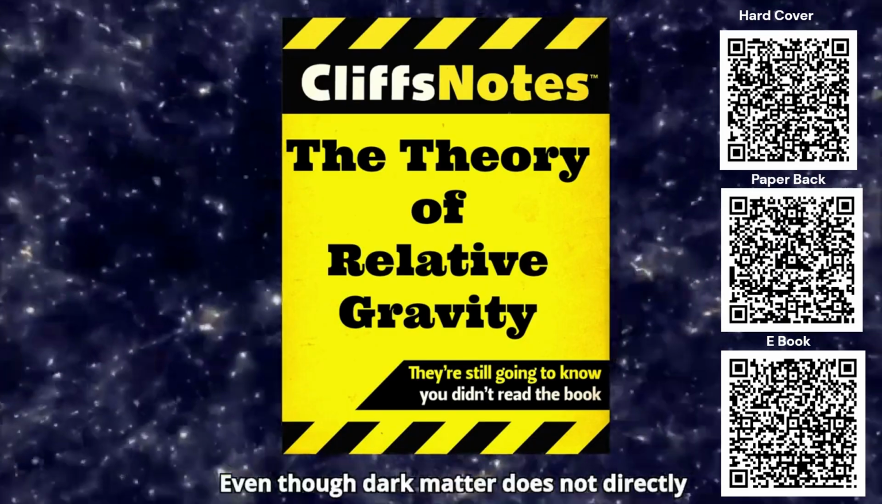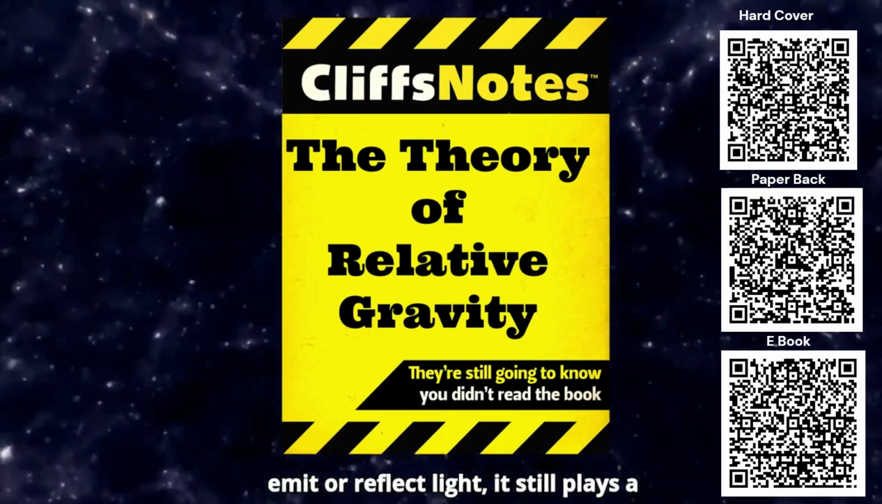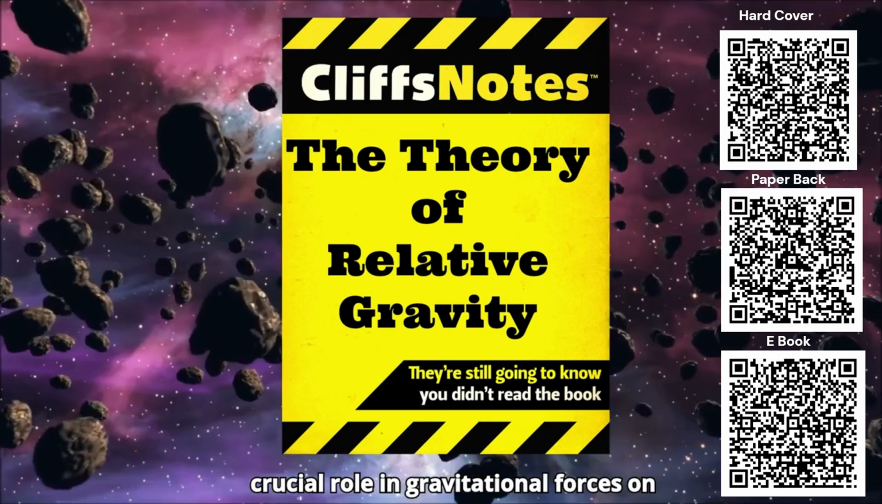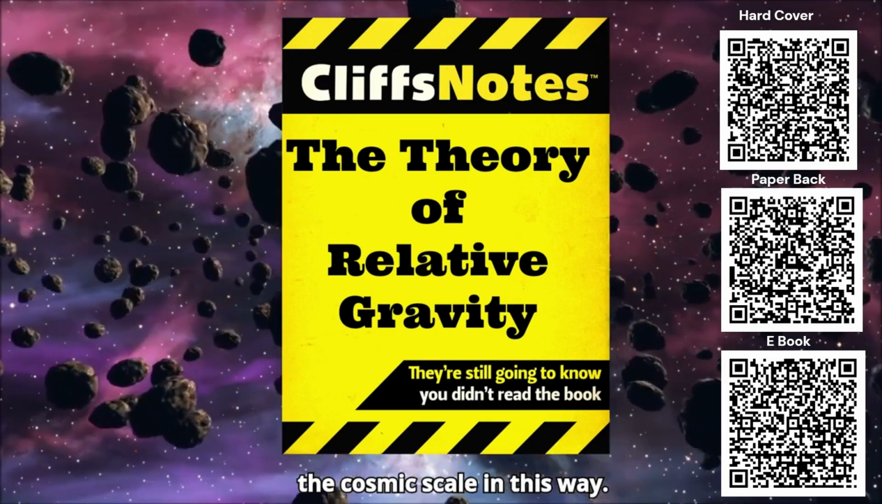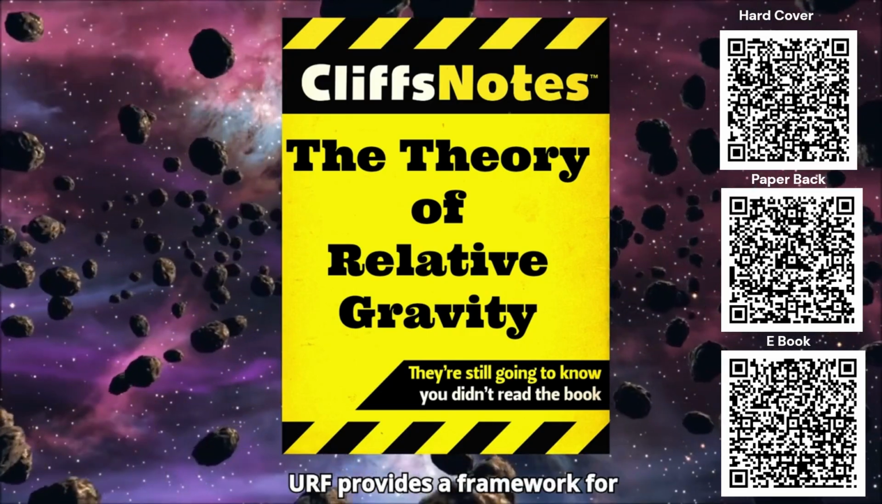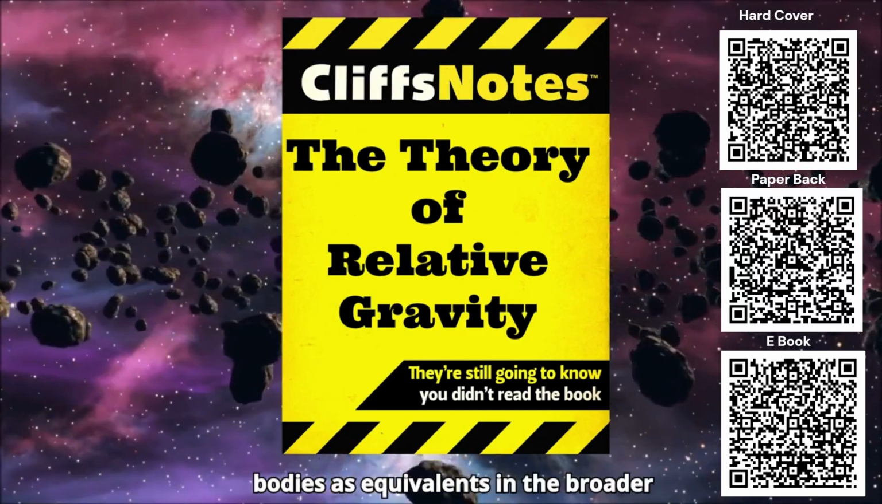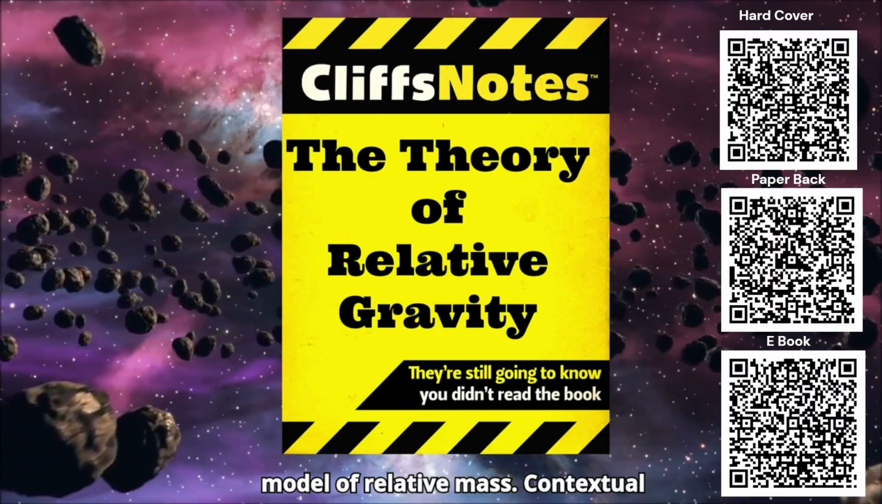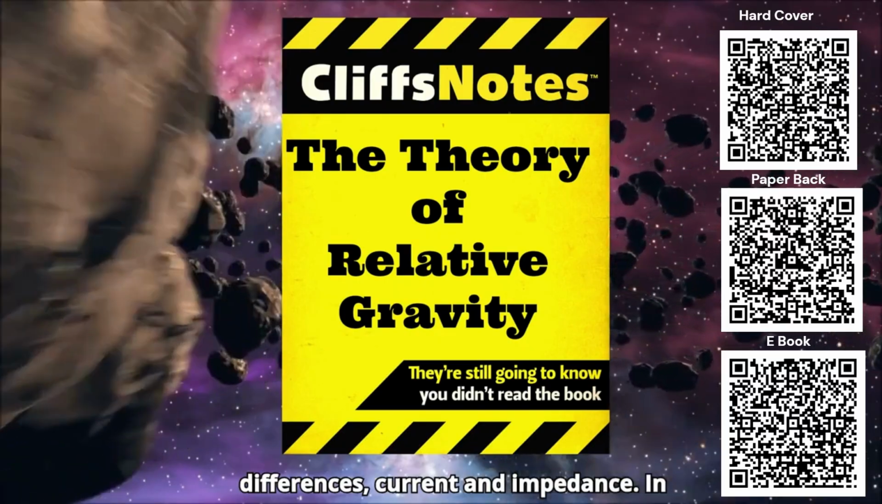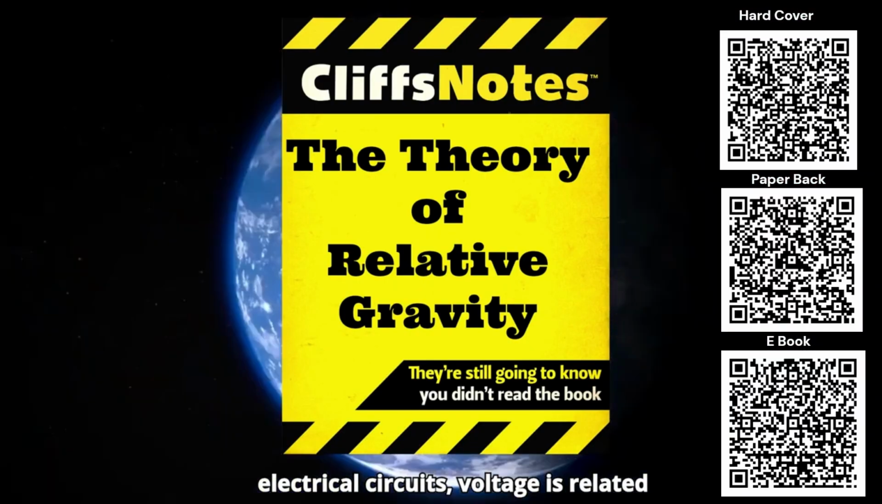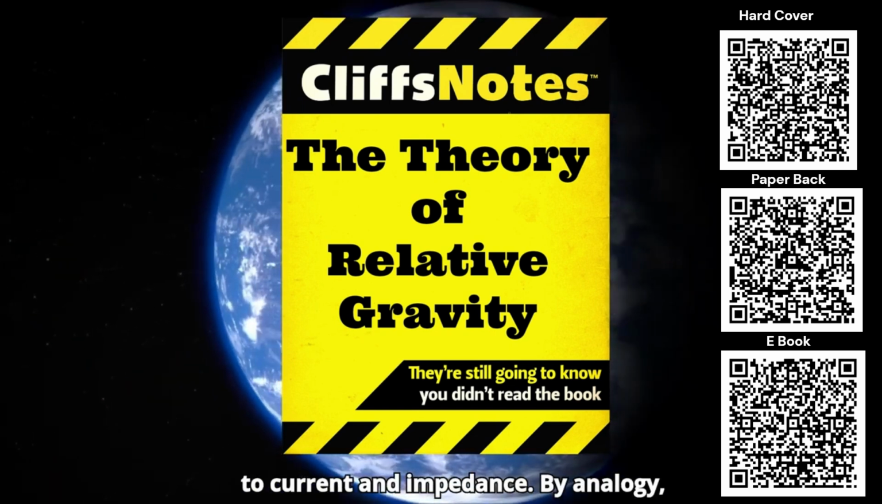Even though dark matter does not directly emit or reflect light, it still plays a crucial role in gravitational forces on the cosmic scale. In this way, URF provides a framework for understanding dark matter and spatial bodies as equivalents in the broader model of relative mass. Contextual differences: current and impedance. In electrical circuits, voltage is related to current and impedance.